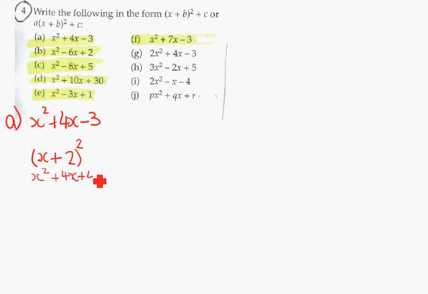So once we've squared this, I can see that I've got an extra plus 4. I actually want minus 3. So from the end of this I must have subtracted 7. So we need a minus 7 there.